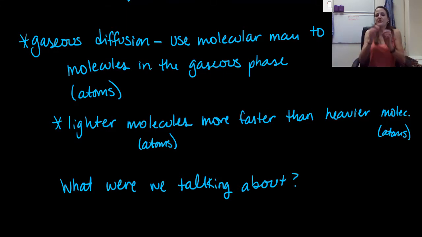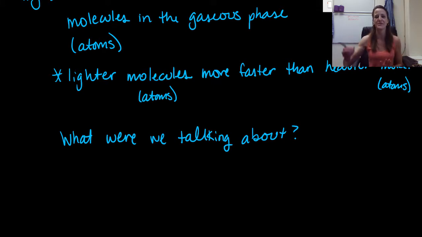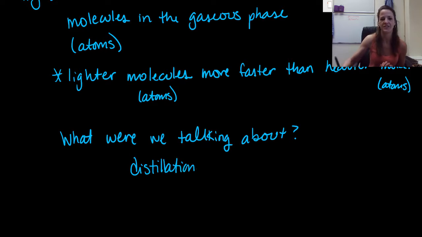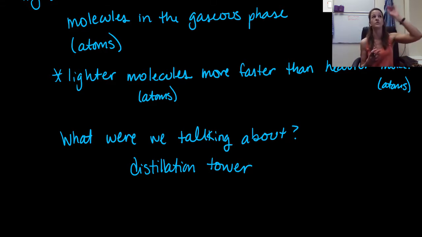Hopefully you did, because I've been trying to sneak little hints in there throughout the whole video and this whole semester, but let's see if we remember. What we were talking about was called a distillation tower. So if you recall, we use a distillation tower to purify our crude oil. We take our crude oil, which is essentially a mixture of hydrocarbons, we vaporize them, we get them all in the gaseous state, and then by molecular weight or by size, we're able to separate and purify each and every single one of those hydrocarbons, which is awesome.